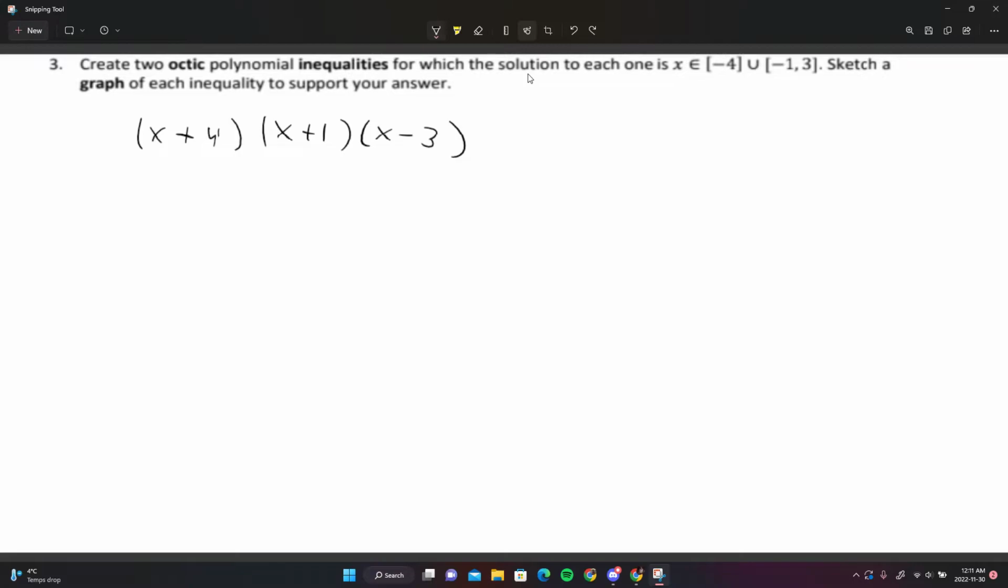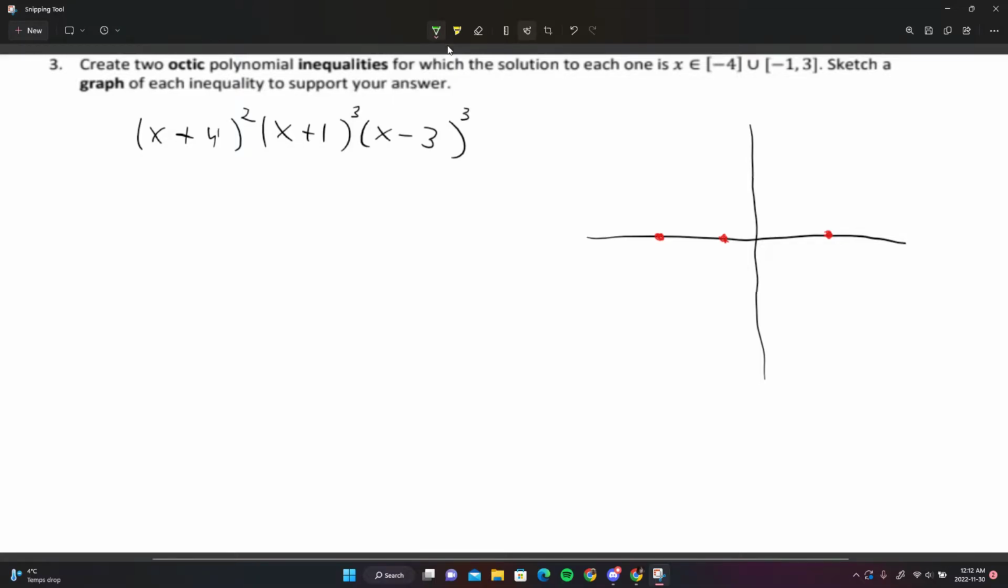and my answer was x plus 4 to the power of 2, x plus 1 to the power of 3, and x minus 3 to the power of 3. And as you can see, 2 plus 3 plus 3 is 8, meaning it is octic. So let's just graph this out. I'm going to create a graph here, or a Cartesian grid. Plot our x-intercepts: -4, -1, and 3.